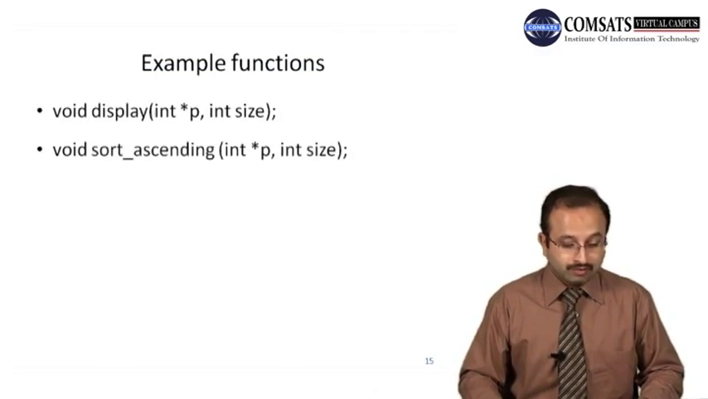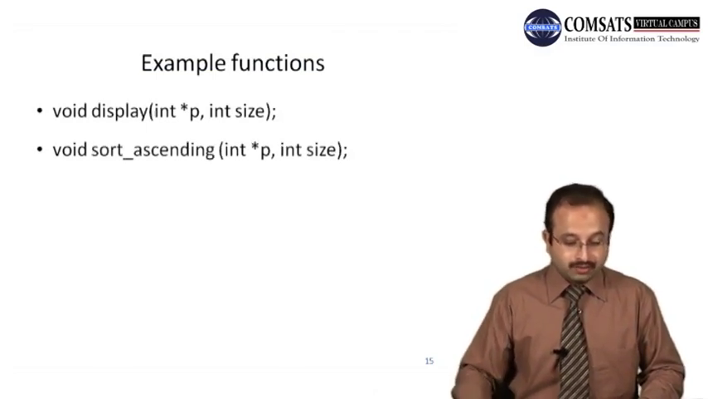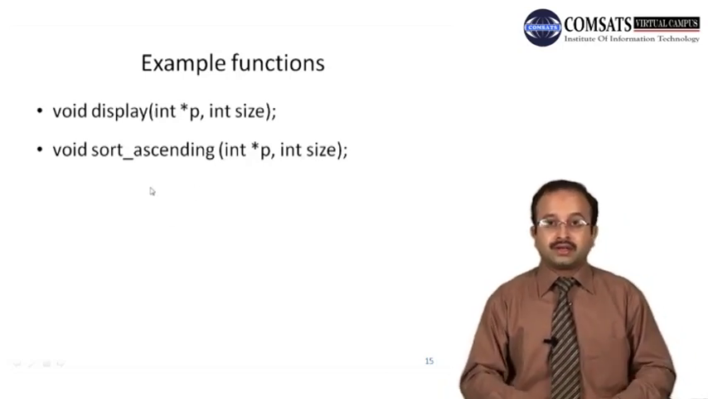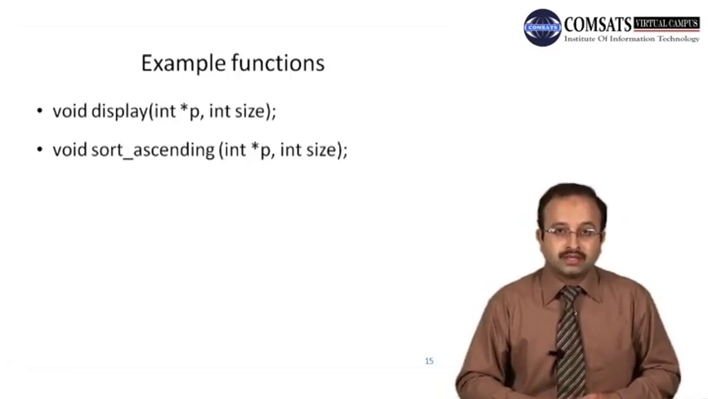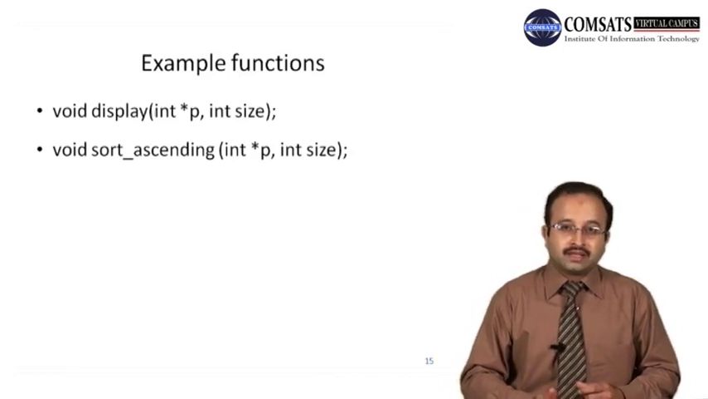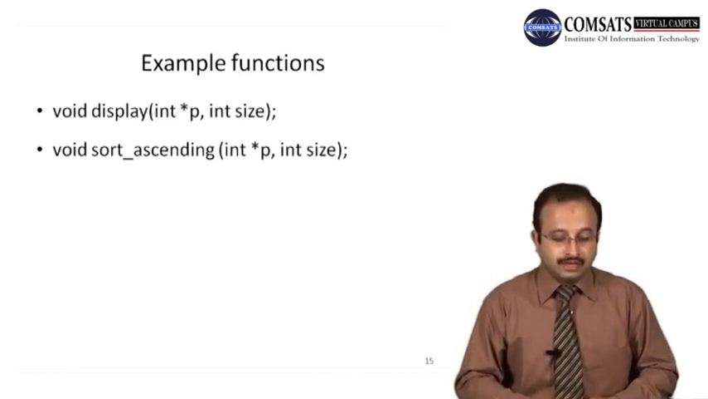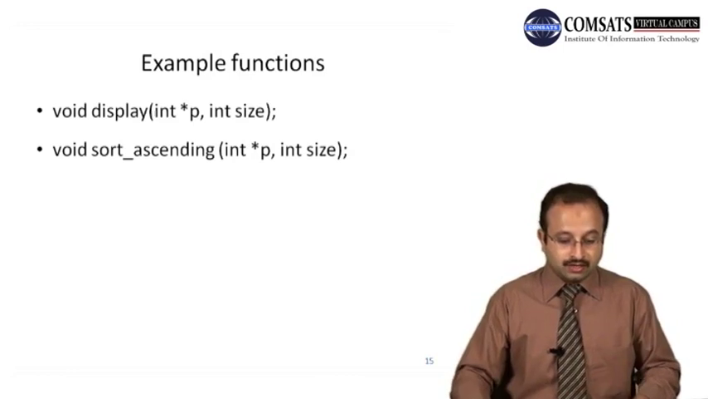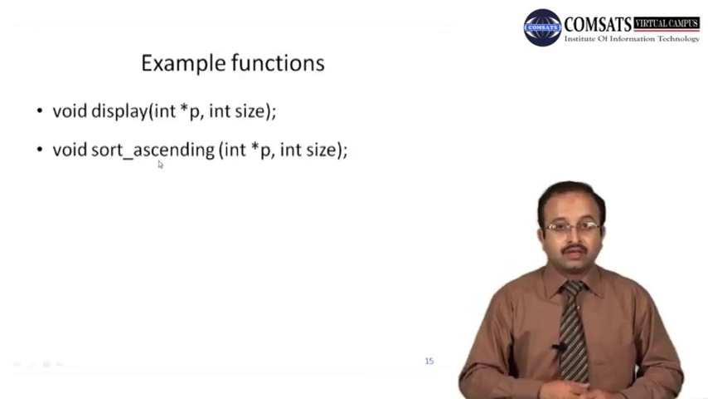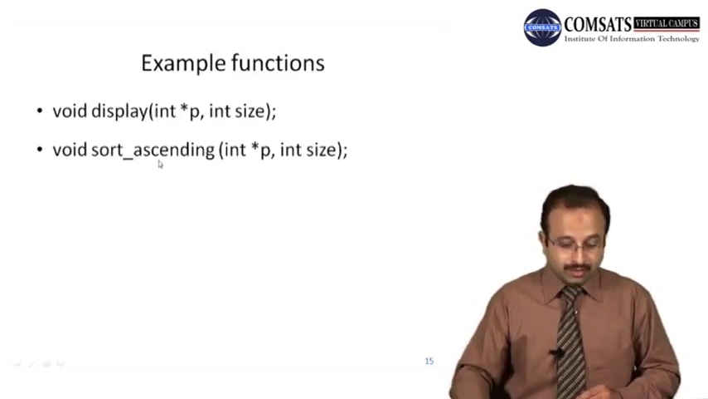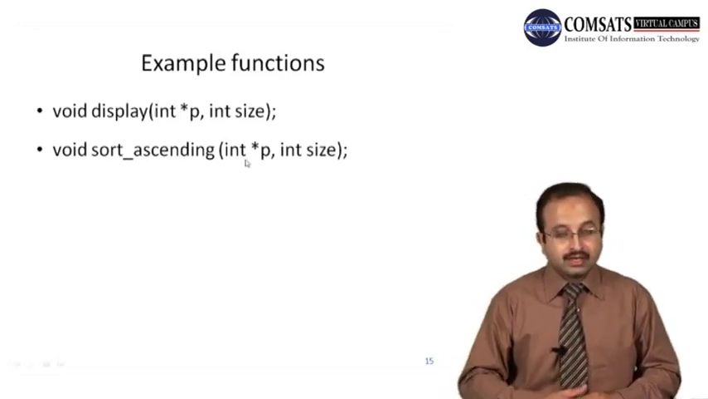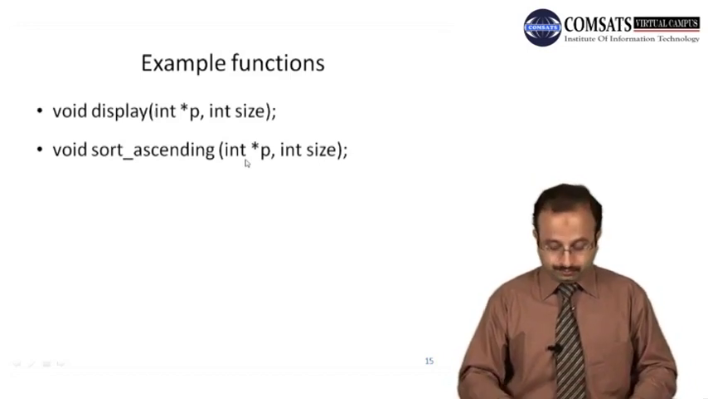The other function you can write is sort ascending. So this is the base address of the array, right? And this is the size of the array. Now you have to do the sorting in the array. So you have told the function the base address. Now the function can access the original values of that array because it knows the address, and you also tell the size of that array. So the sort underscore ascending function will arrange that array, whose base address is the first parameter, in ascending order.